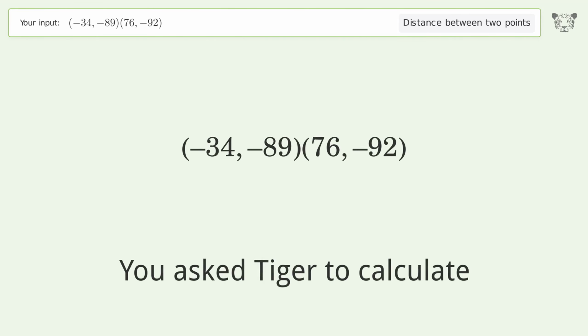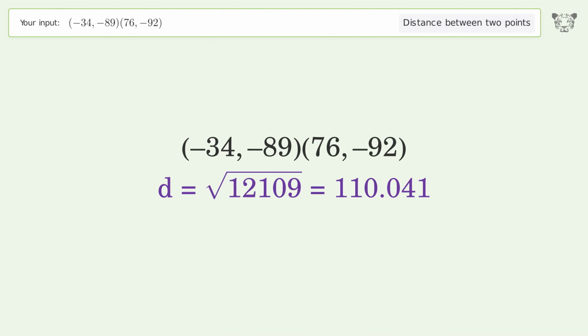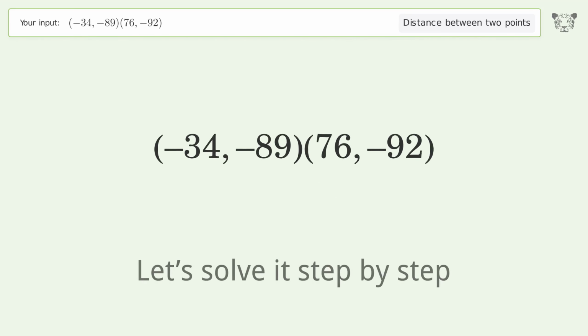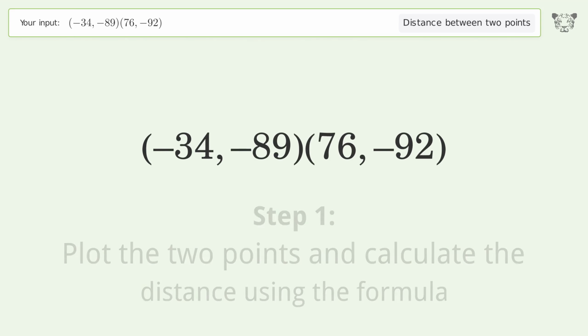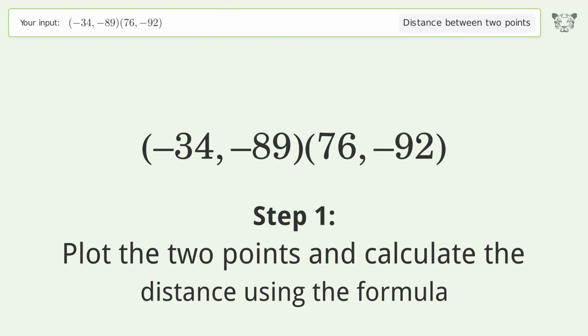You ask Tiger to calculate. This deals with the distance between 2 points. The distance between the 2 points is the square root of 12,109 or 110.041. Let's solve it step by step. Plot the 2 points and calculate the distance using the formula.